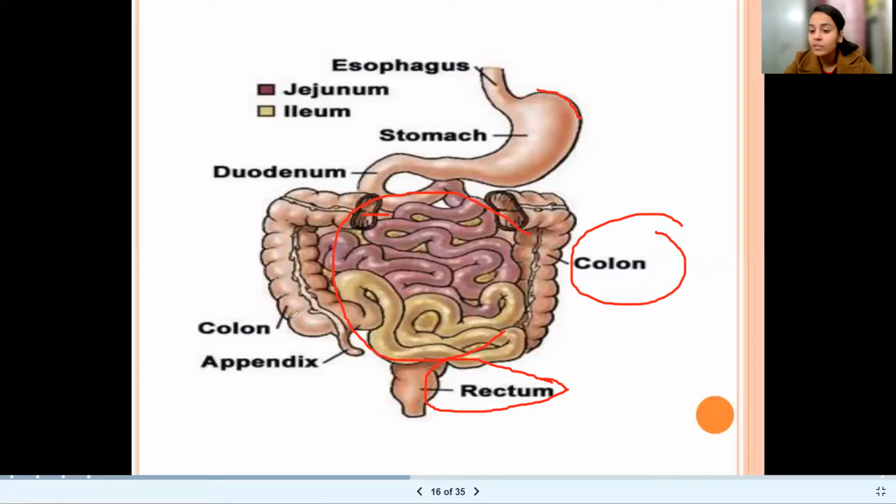Now what happens in the large intestine is all the bacterial action on the leftover food particles. Remaining minerals, water, or certain drugs can also be easily absorbed in the large intestine. This is the last step. After that, no absorption occurs.